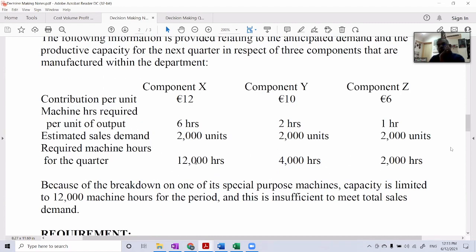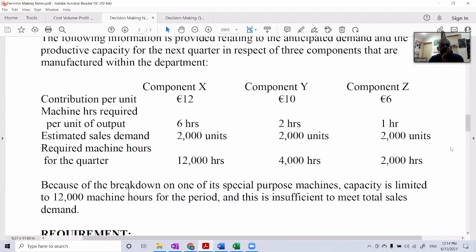Listen, how do you get 12,000? Simple. We take 2,000 units times 6, 12,000 hours. For component Y, I need 2,000 units times 2, I need 4,000 hours. And for component Z, I need 2,000 units times 1 hour, I need 2,000 hours. So in total, I need 12 plus 4 plus 2, so that's 18,000 hours that I need.